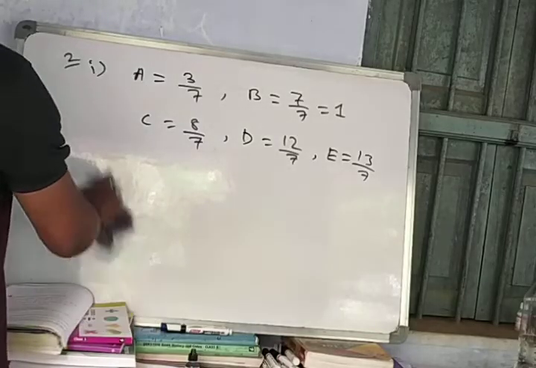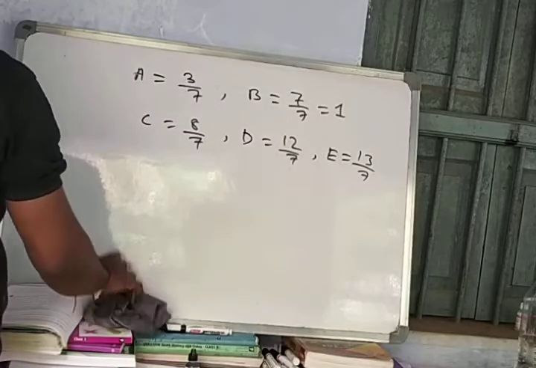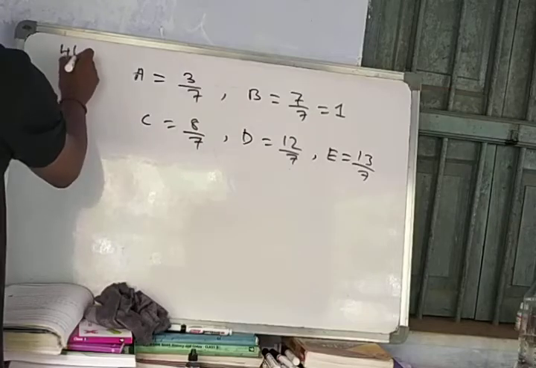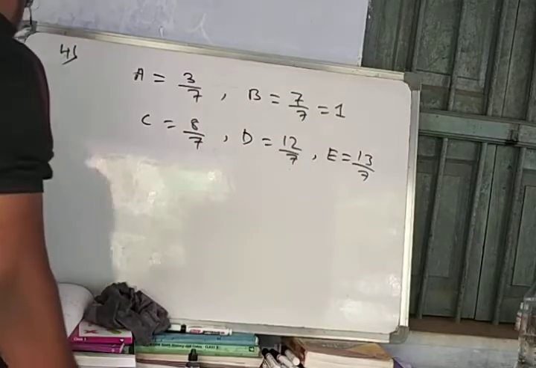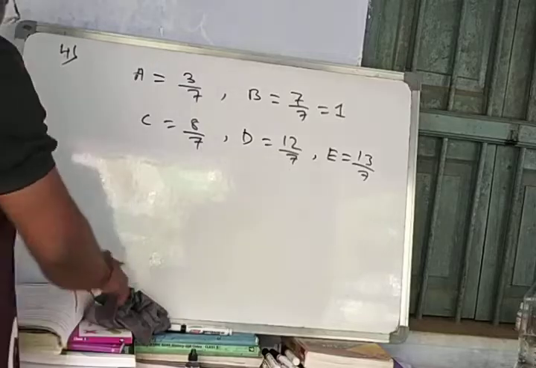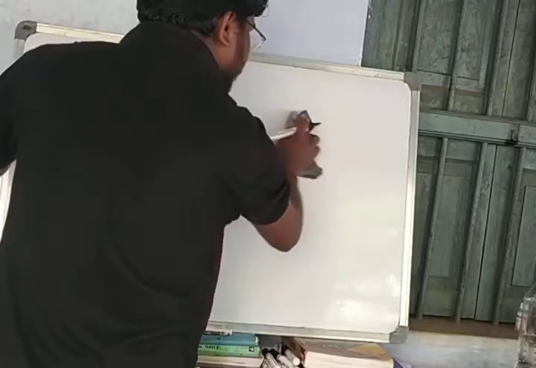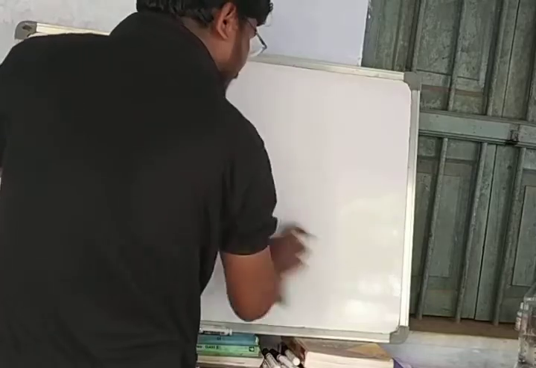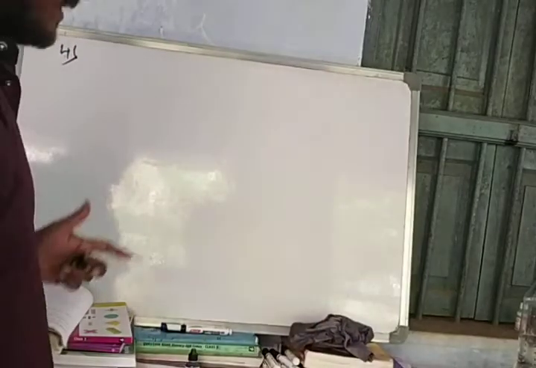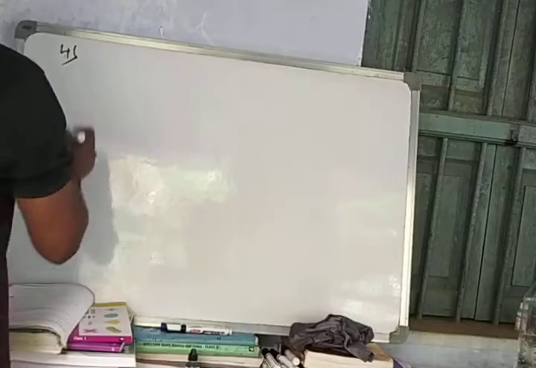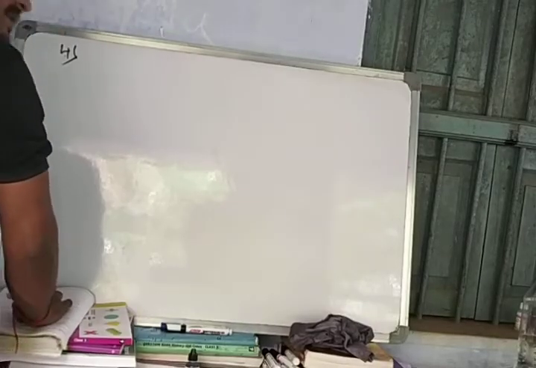Next, number 4. In class 7, you learned this. Find 6 rational numbers between minus 1 by 2 and 5 by 4. 6 rational numbers. If there are 1 or 2, you can easily get them by adding and then dividing by 2. But here since it is 6, it will be greater. 6, 20, 100, so you have to do it.